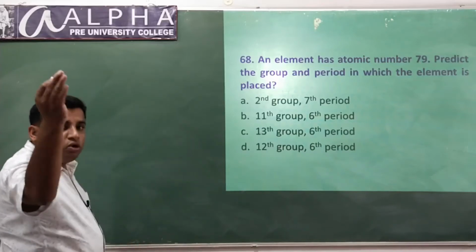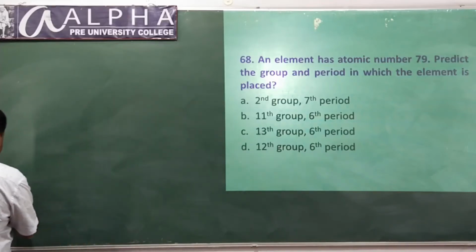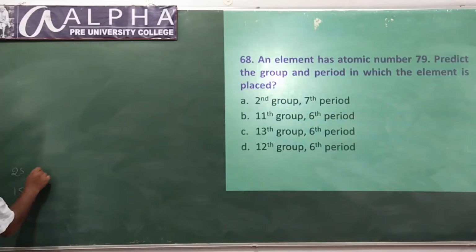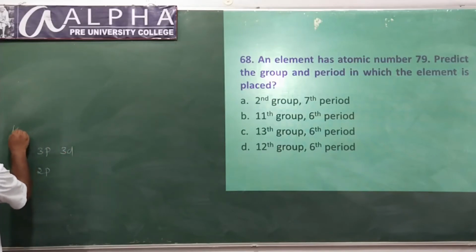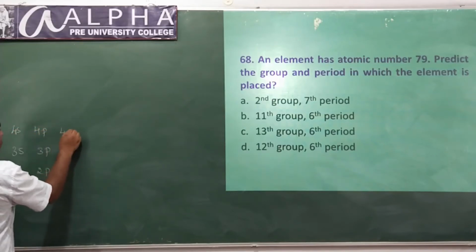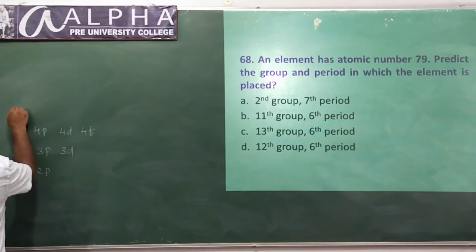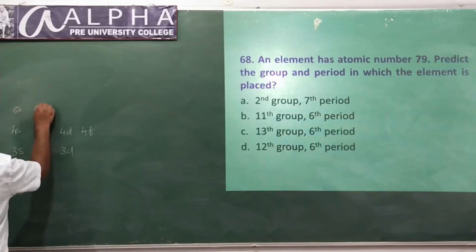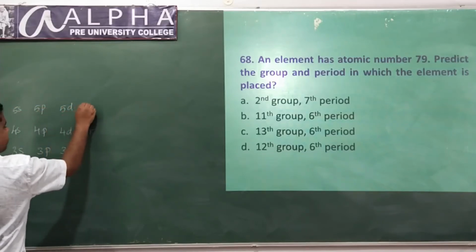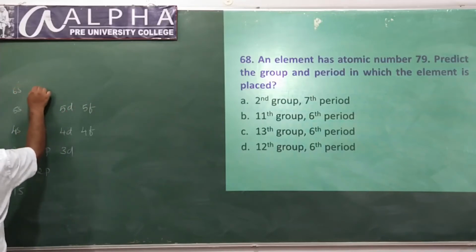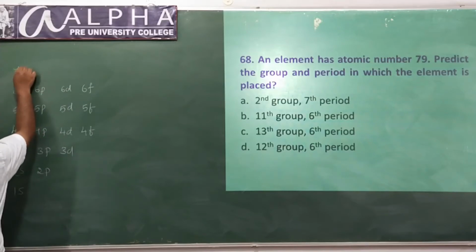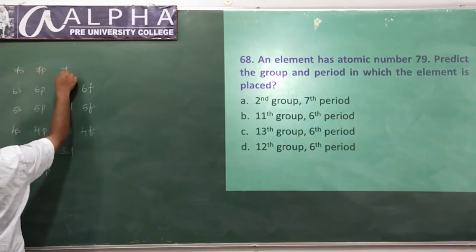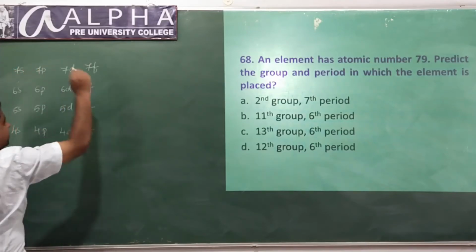I hope you know the energy level diagram. What is it? 1s, 2s, 2p, 3s, 3p, 3d, 4s, 4p, 4d, 4f, 5s, 5p, 5d, 5f, 6s, 6p, 6d, 6f, 7s, 7p, 7d, 7f.